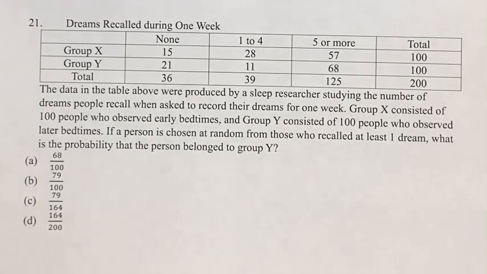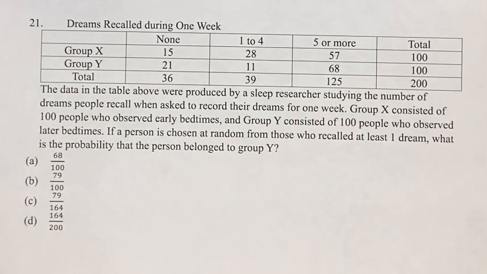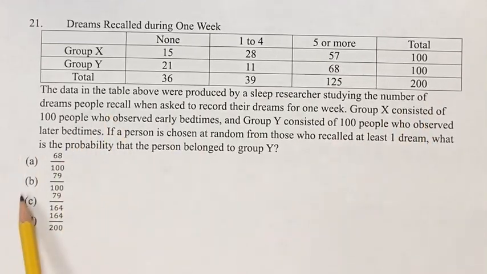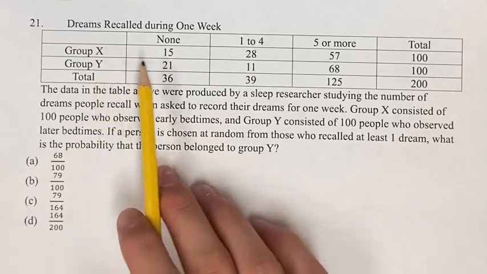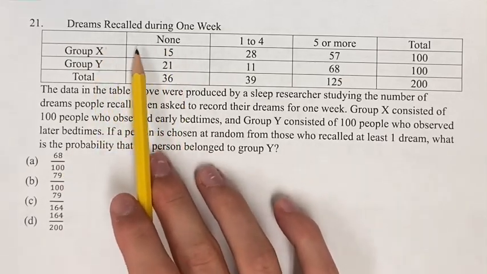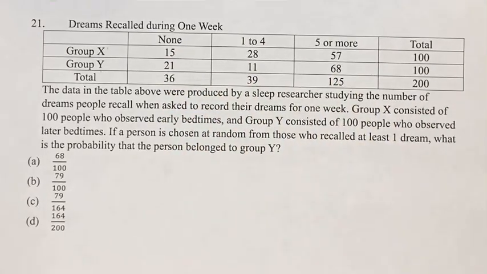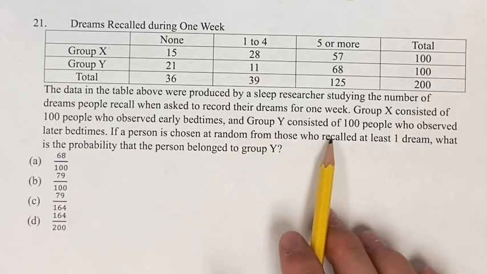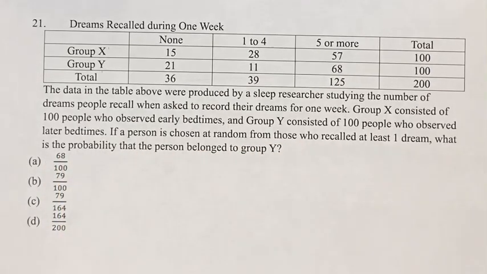In this problem, we are given the table that is representing a sleep researcher's data that was studying the number of dreams people recall when asked to record their dreams for 1 week. And we have group X and group Y, and it is marked both by which group they're in and also the number of dreams they were recalling in that 1 week. And we're asked, if a person is chosen at random from those who recall at least one dream, what is the probability that that person belonged to group Y?